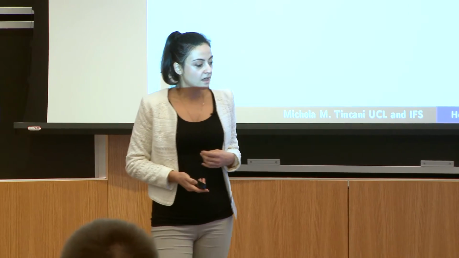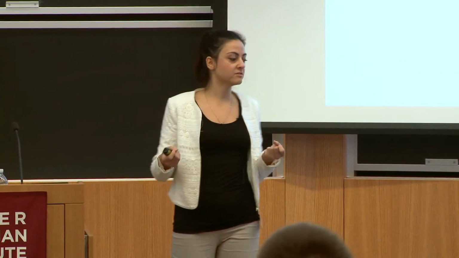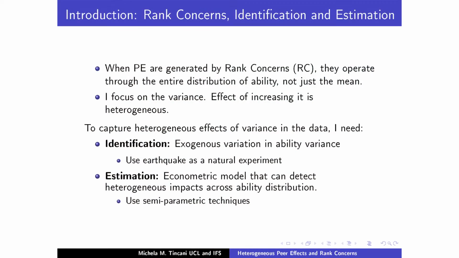One of the results of the theory is that the effect of increasing the variance of ability in a classroom, if there are rank concerns, is heterogeneous. Some students are going to benefit from it, and some students are going to be hurt by it, depending on their ability level.